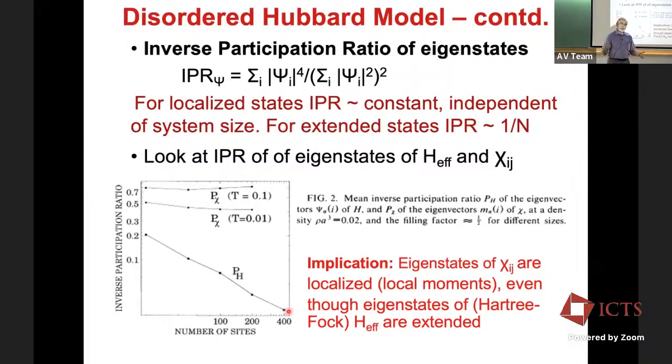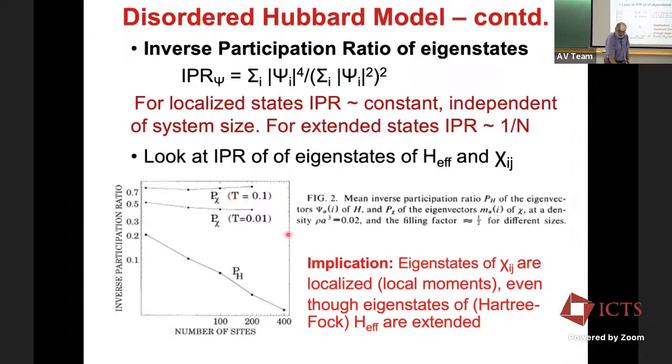So you can say, well, maybe the localization length is much bigger than your size and you're not really seeing that. That is certainly a criticism you can have. On the other hand, if you look at the participation ratio of the eigenvectors of the susceptibility matrix, the M of I, then it turns out that it doesn't seem to depend very much on the size of the system at all.